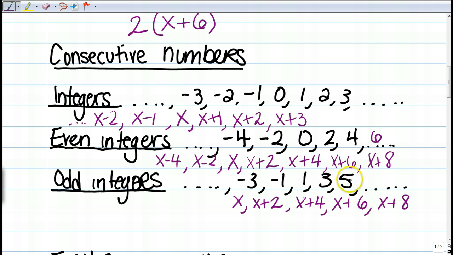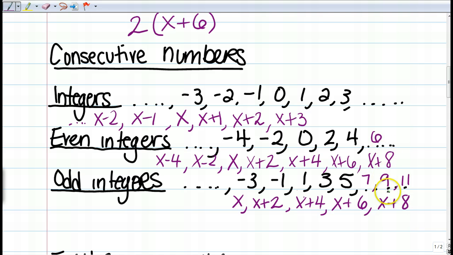Let's say we had 5. So I plug in 5 here, and I want to get the next odd integer, which is 7. Well, 5 plus 2 is 7. Okay, it worked. Let's see, 5 plus 4 is 9. So again, that's the next integer. 5 plus 6 is 11. Again, that's the next one. So again, even or odd integers, they look like the same formula.